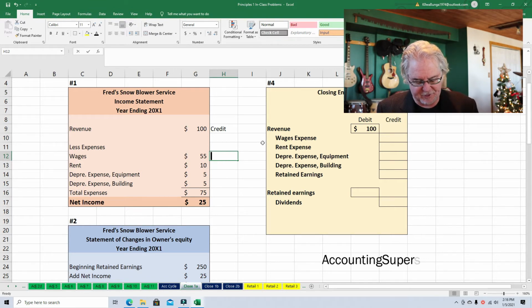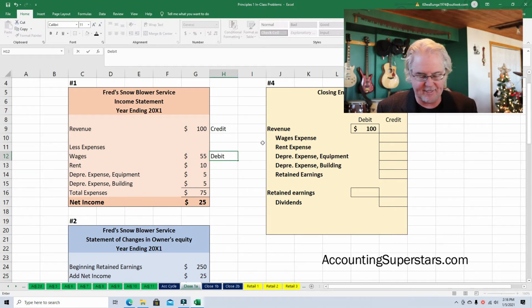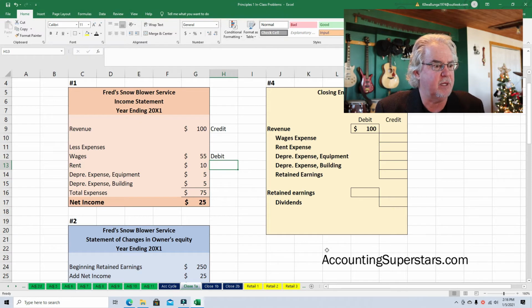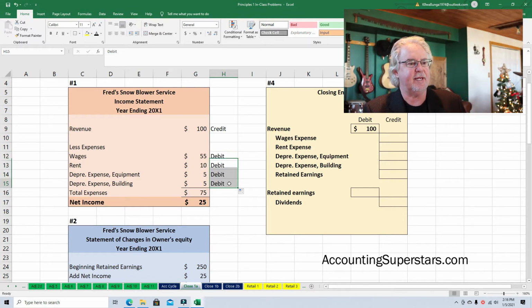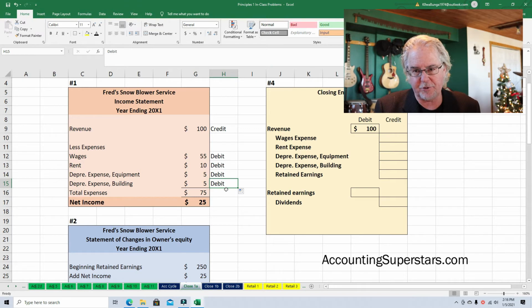So all these expenses are sitting here as a debit. Every one of them, they're sitting here as debits. And that's something you probably learned in your first week or two of accounting class, that expenses are debits. And if you don't know that, it's good just to memorize it. Just memorize it. Expenses are debits.